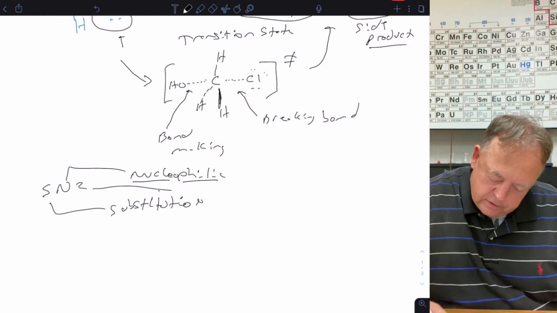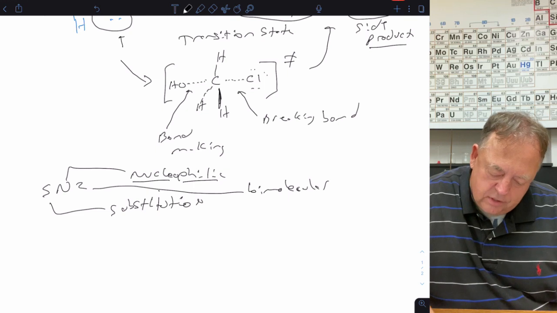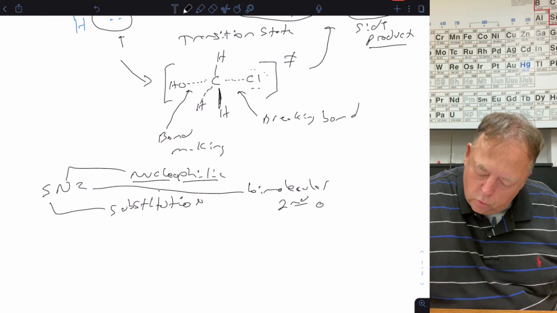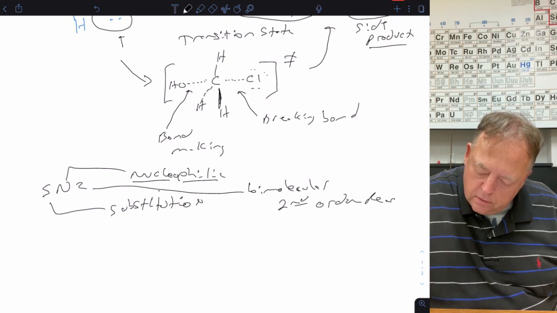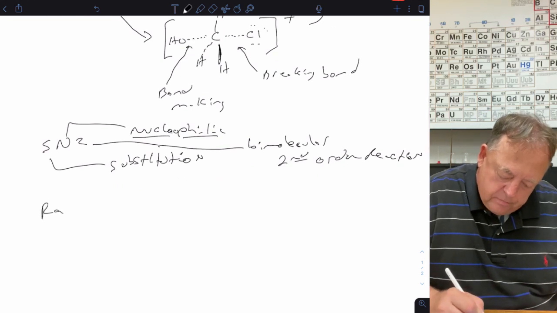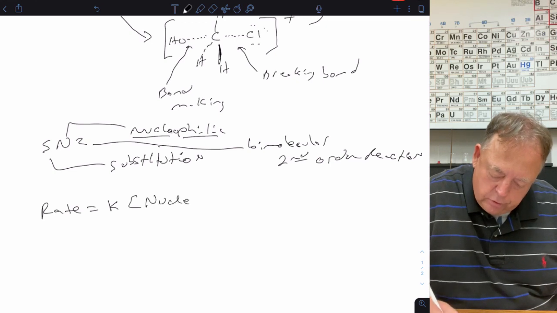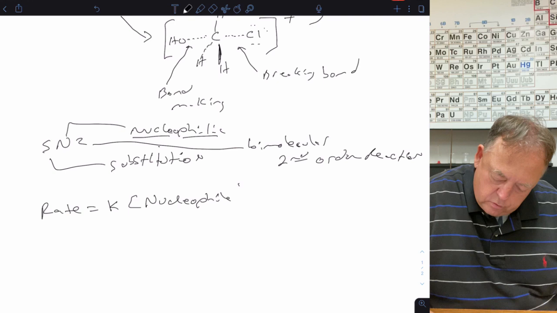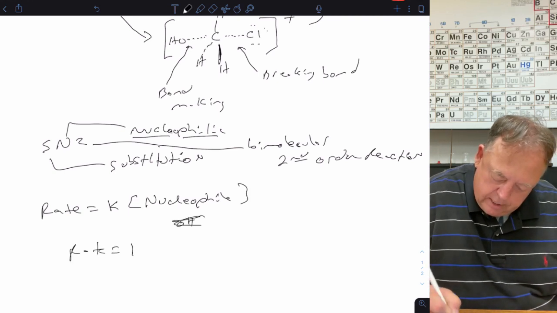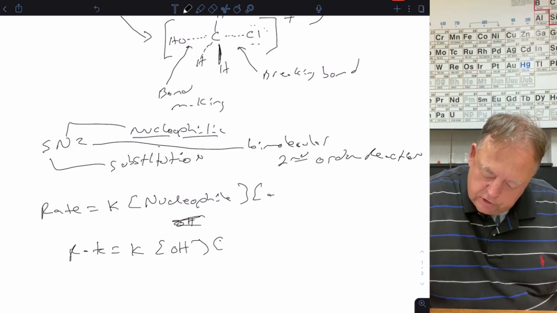And the 2 stands for bimolecular. So if you remember from General Chemistry 2 what bimolecular means, this is a second order reaction. And so if we wrote the rate law for this reaction, rate equals some constant K times the concentration of nucleophile, which in this case is hydroxide. So rate equals K times the concentration of hydroxide times the concentration of the alkyl halide.